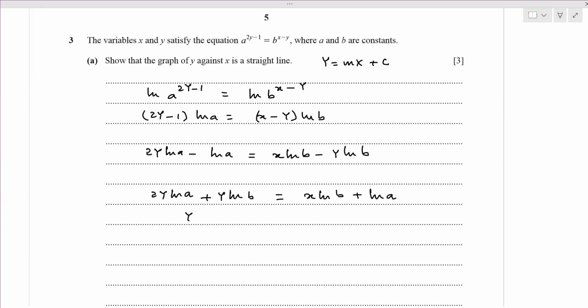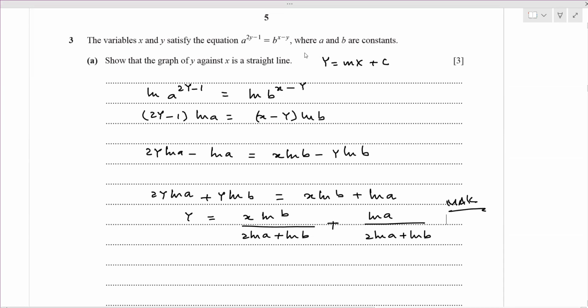So according to this, if y is taken common, it will be y equals x ln b divided by (2 ln a plus ln b), plus ln a divided by (2 ln a plus ln b). Look, one constant term is formed, one term with x, one term with y. So this is according to linear law. We convert the given equation into a straight line equation.